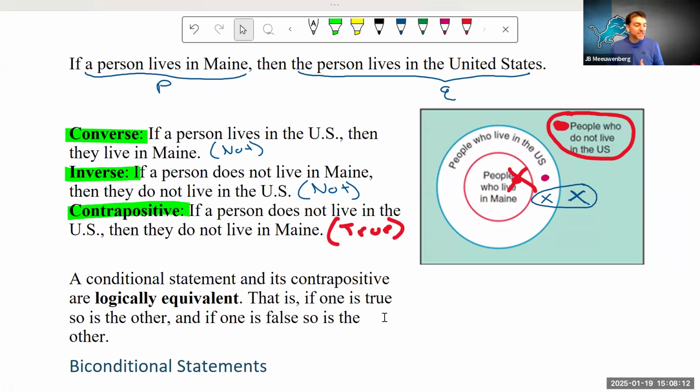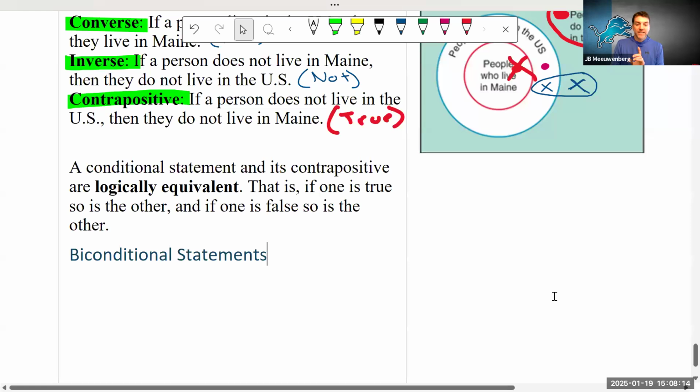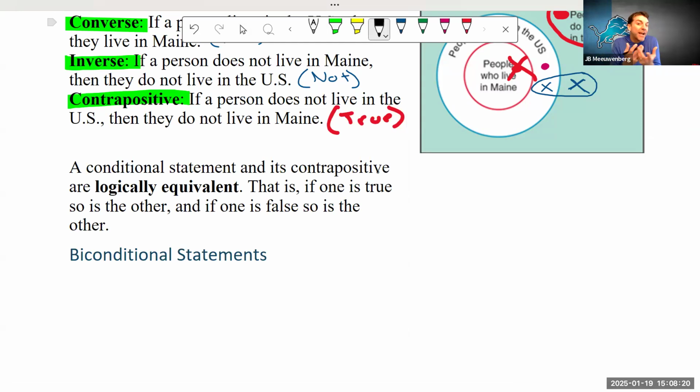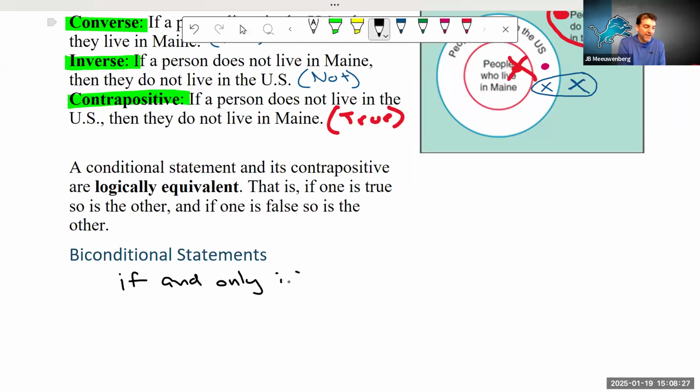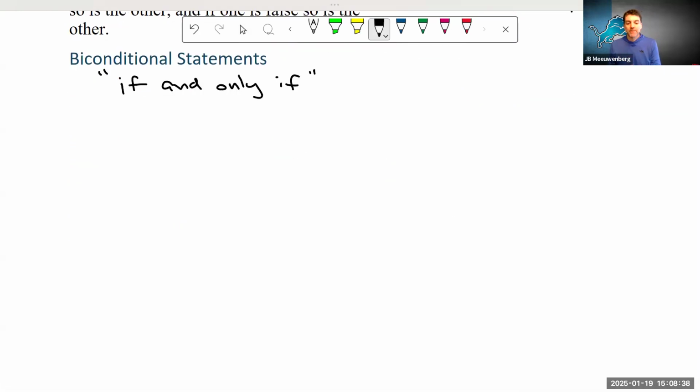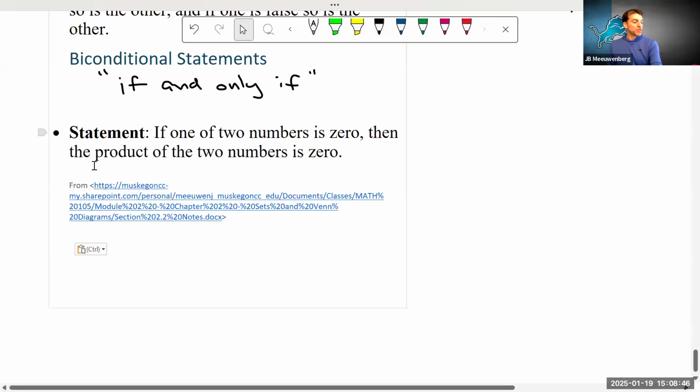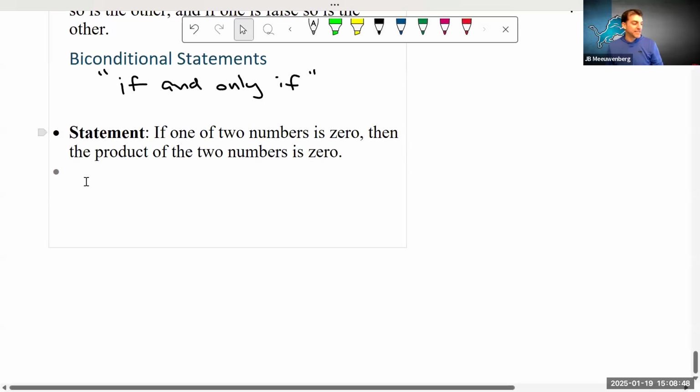When that happens, we call it a biconditional statement, and we use very specific language. We often combine the two statements using the phrase if and only if. Okay, we combine them into one statement, and it's a biconditional statement. So here's a good example of this using some numbers and some operations. The original statement is this.